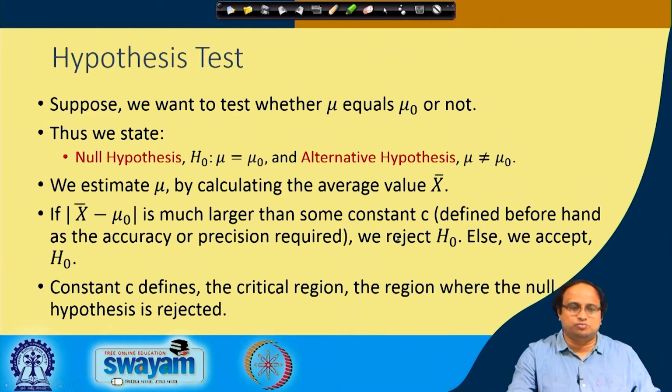Then we will reject H0, because that means x bar is too big, bigger than allowed, and that possibly means that mu is not equal to mu naught. Else, if it lies inside this region, then we accept H naught, the null hypothesis. So, this constant c is vital, and it defines what is called the critical region, the region where the null hypothesis is rejected, because if it lies in this region, it is much larger than this constant c, and then you are basically rejecting the null hypothesis.